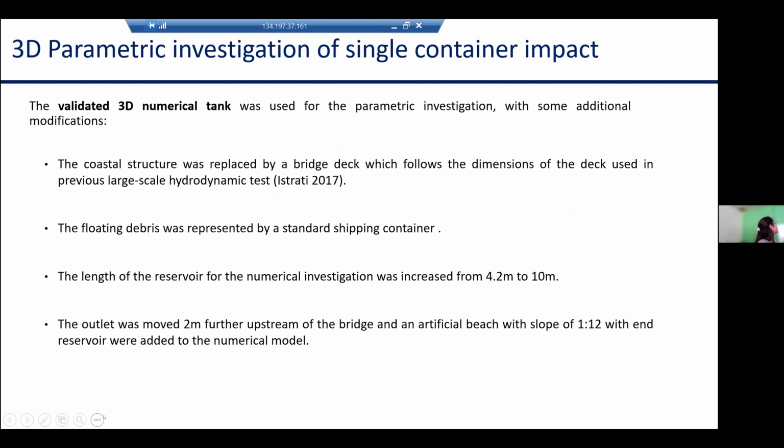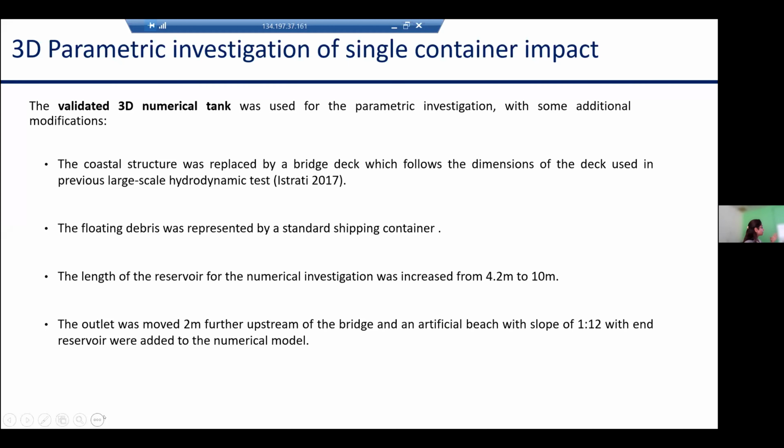And as the next step, we use the validated 3D numerical tank from Shafei's experiment and apply some modifications. The first one is that we replace the column by a coastal bridge deck, which follows the dimensions of the deck used in previous large experimental analysis conducted by Dr.Stratii and Dr. Wakel back in 2017. The floating debris was represented by a standard shipping container.